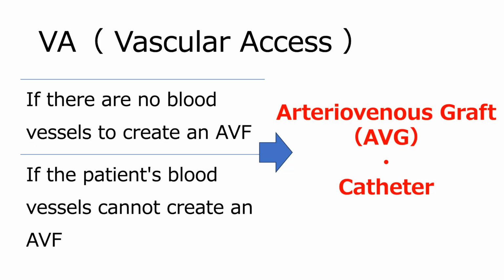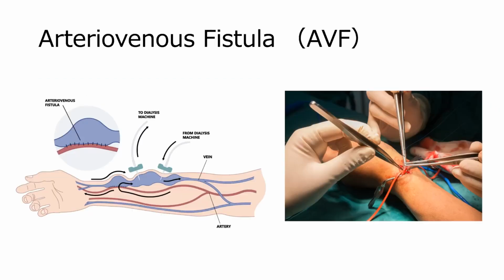Artificial blood vessels are sometimes applied when the patient's own blood vessels are too narrow, or when the blood vessels for AVF cannot be created from the patient's own blood vessels, such as when the patient has undergone repeated surgeries after long-term dialysis. Diabetics and elderly patients often have narrow blood vessels.